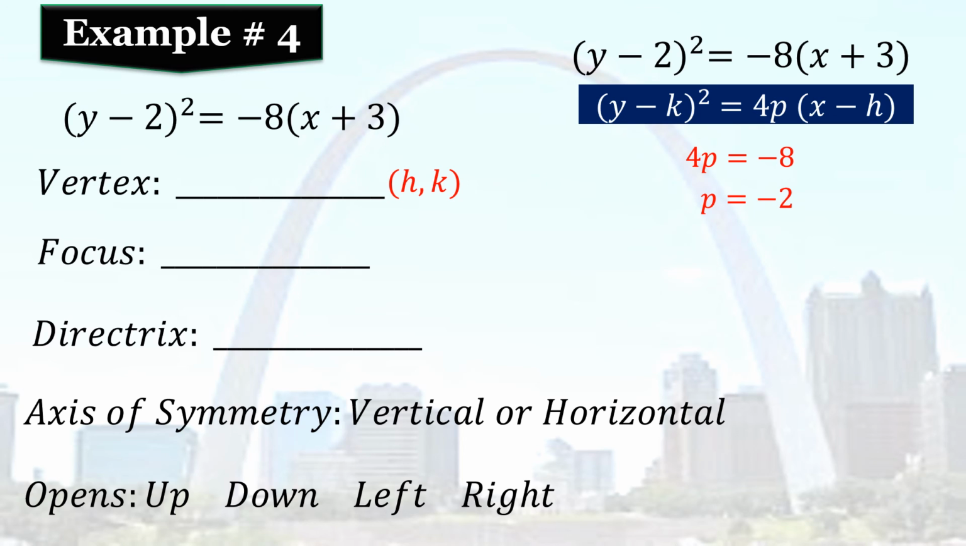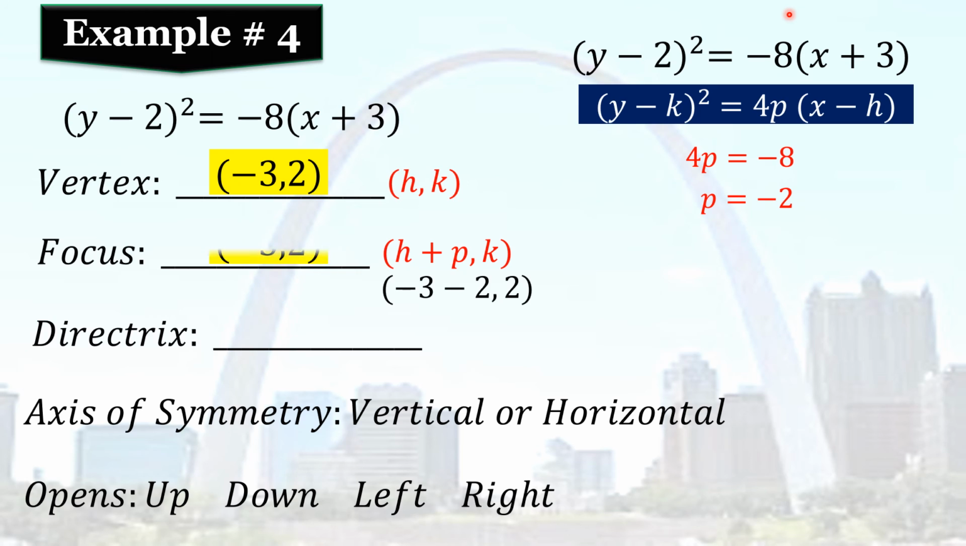Then we are going to determine the vertex. So the vertex is at h, k. So this is your h, so plus 3, automatically it is negative 3. And this is your k, 2. So we have the vertex at negative 3, 2. For the focus, we are going to follow h plus p, k. Since h is equal to negative 3 and p is negative 2, we have negative 5, 2.